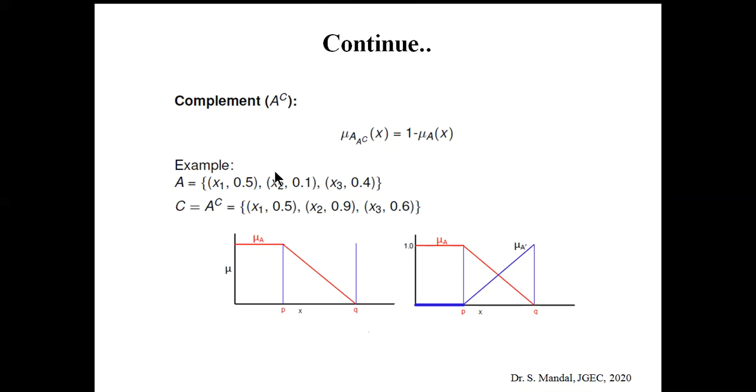Okay, so you can see the complement: 1 minus 0.5 is 0.5, 1 minus 0.1 is 0.9, 1 minus 0.4 is 0.6. So for mu A, if we subtract it from 1, obviously in this region 1 minus 1 means 0. In this region it was linearly degrading, so if we subtract it from 1, it will be gradually increasing. So we get the output as the complement, mu complement of A.